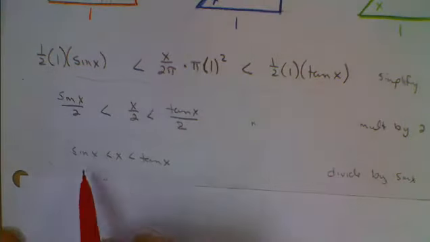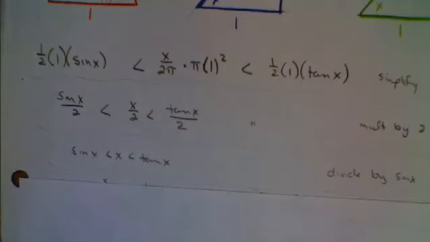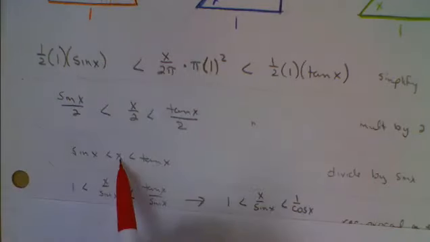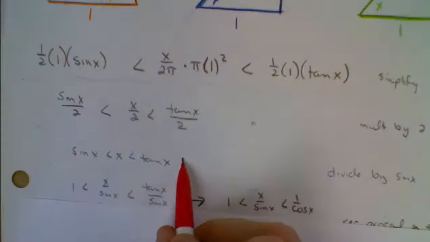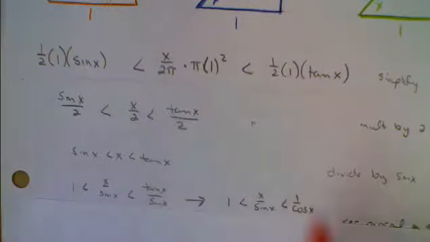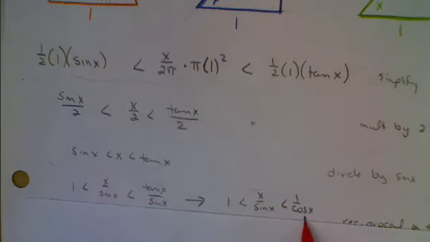All right, we can do that. So when I take sine of x divided by sine of x, I get 1. This will become x over the sine of x. And tangent of x divided by the sine of x, remember tangent is sine over cosine, is going to end up being 1 over the cosine. All right, so after I divide everything by the sine of x and simplify it, I get 1 is less than x over the sine of x, which is less than 1 over the cosine of x.